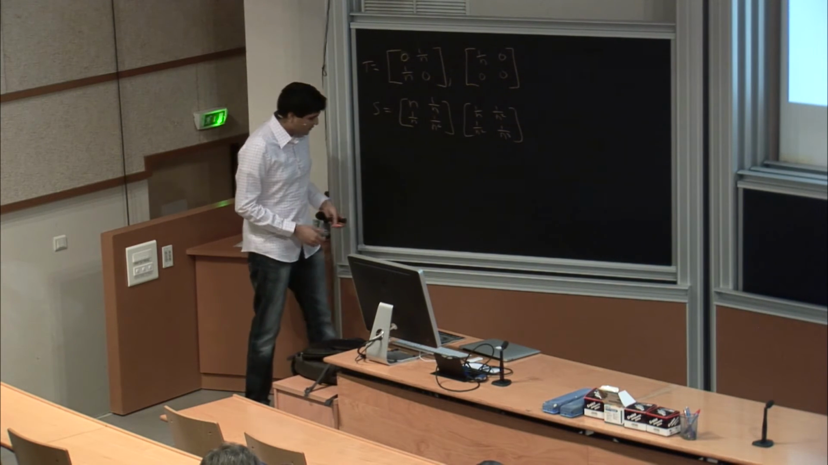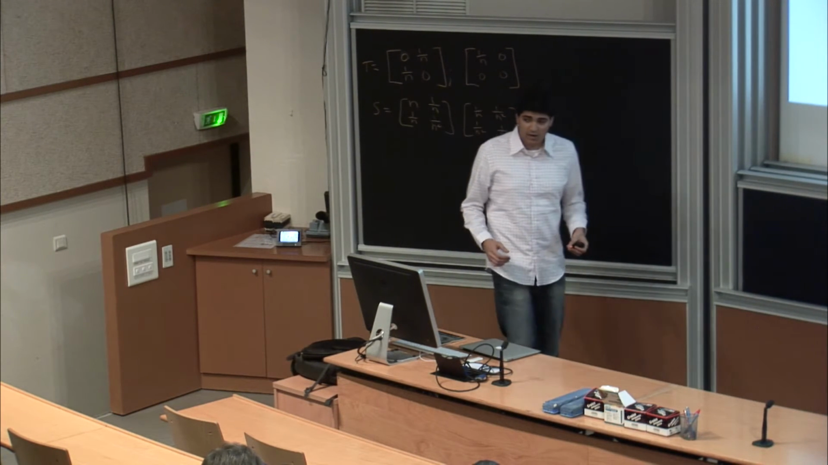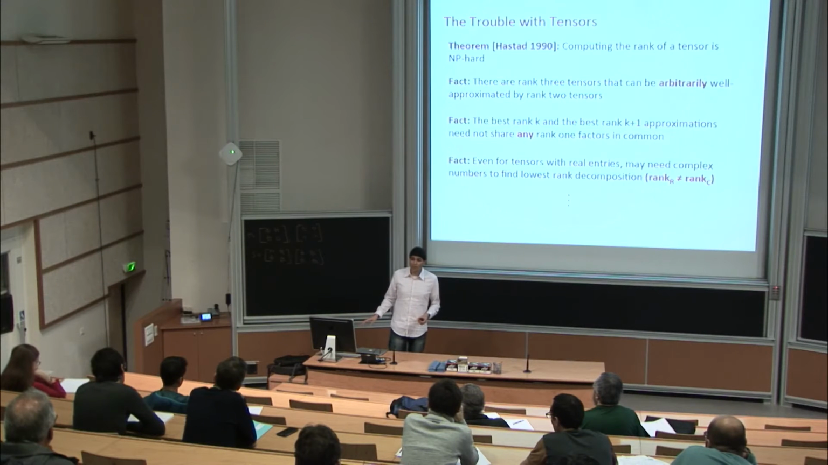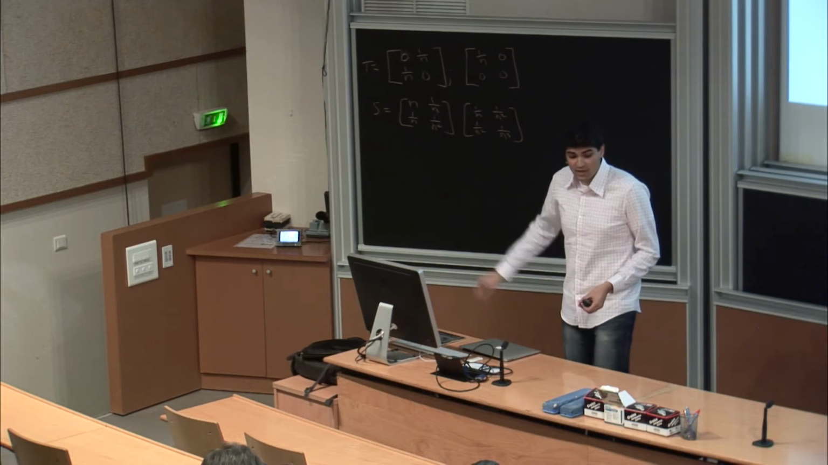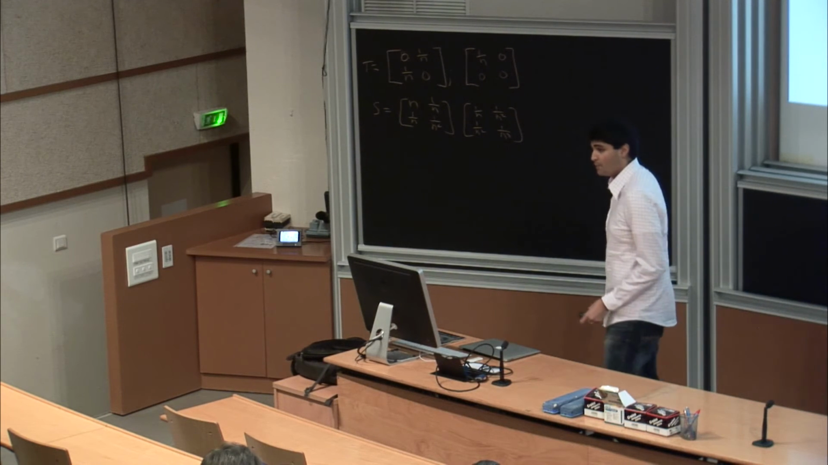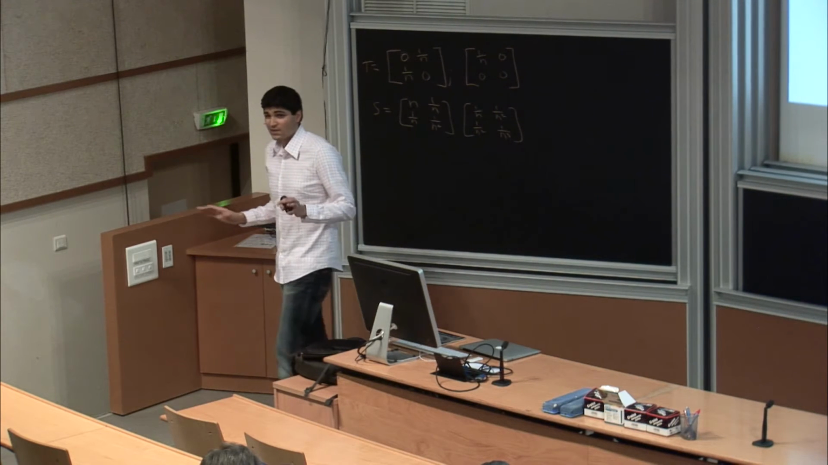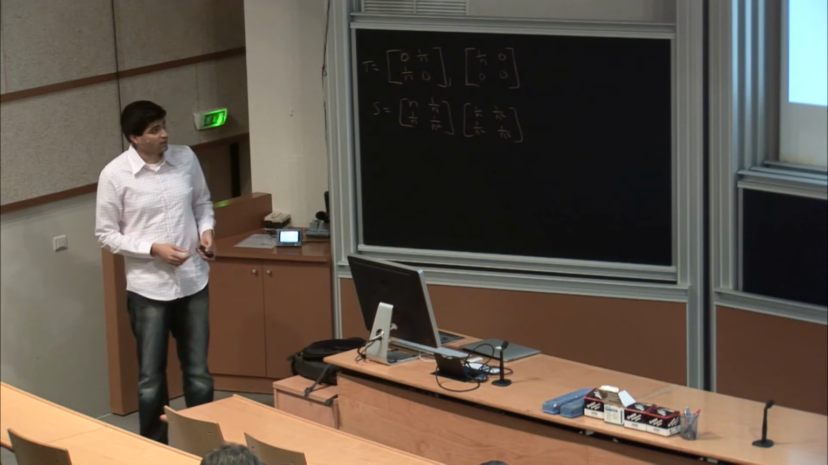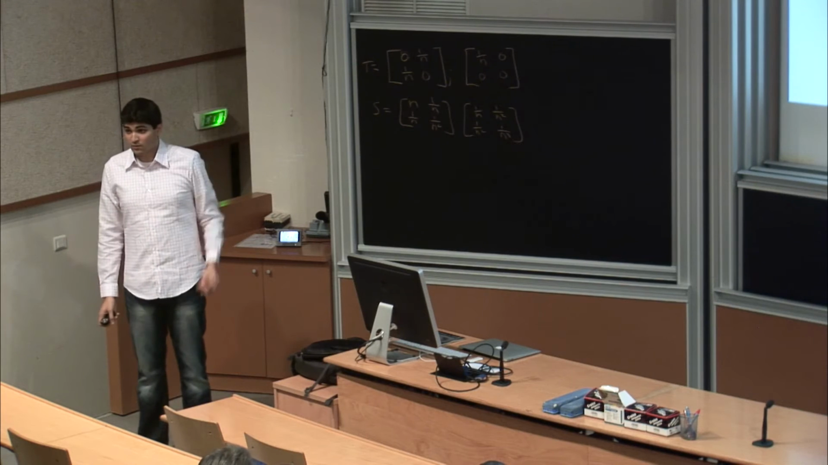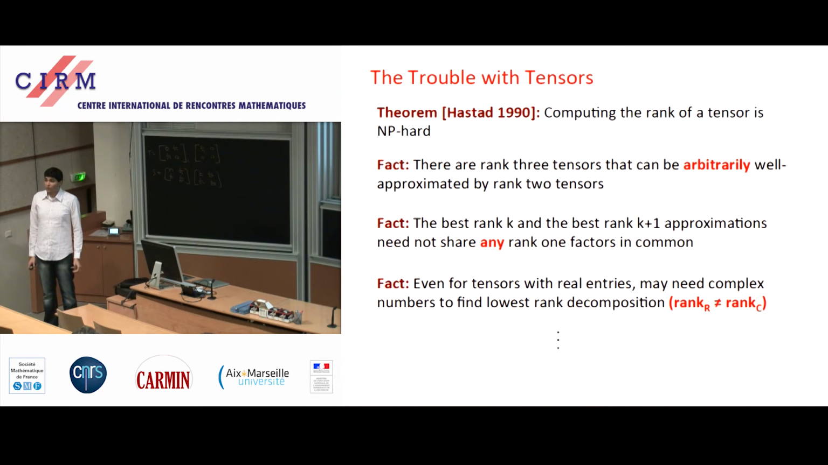So in tensor language, what this is called is that the rank is not the same as the border rank. The border rank is the notion that its border rank would be 2 because it can be arbitrarily well approximated. For matrices, rank and border rank are the same. For tensors, that's not true, and that's a huge complication in computing the rank. Let me tell you another fact about it that's also equally damning.